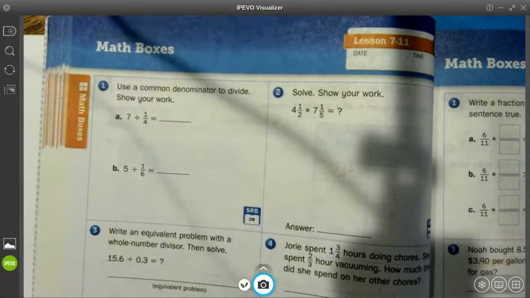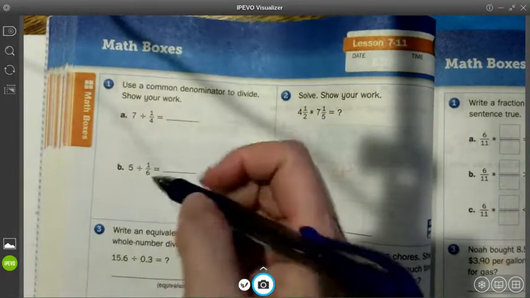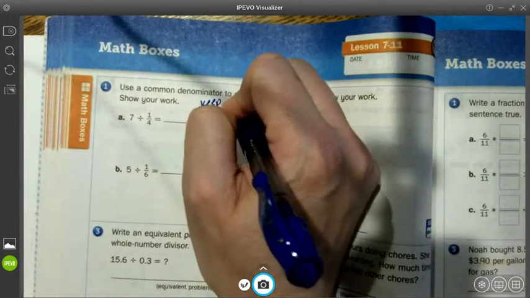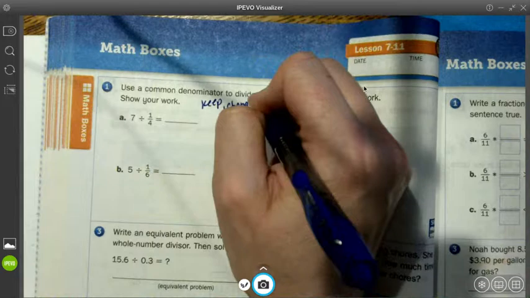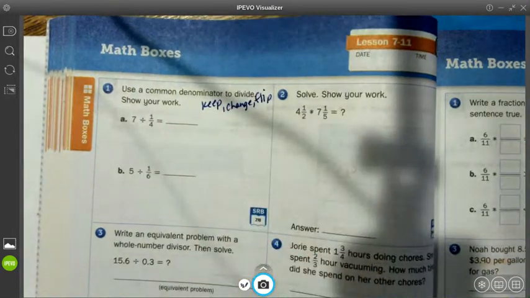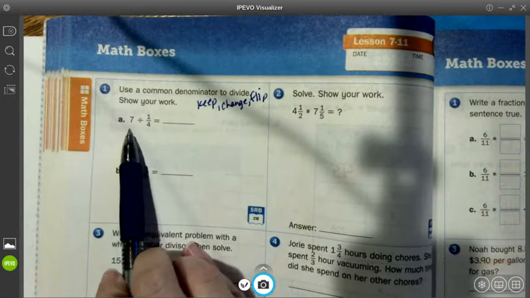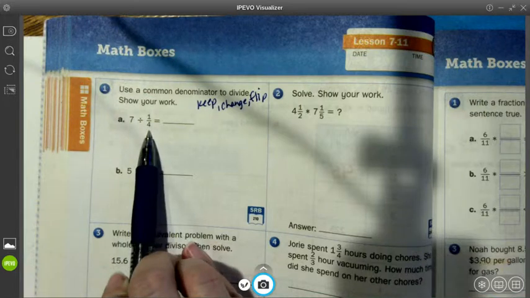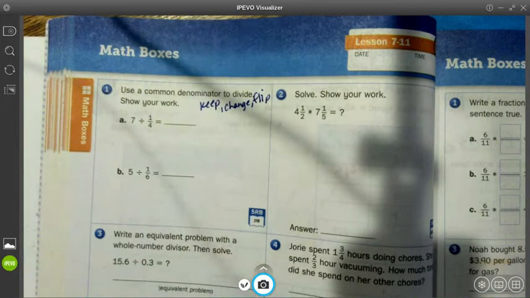That's not a method that we worked on too much. We talked about keep, change, flip. So see if you can figure out the solution for A and B on number 1. So go ahead and pause the video and remember to keep your first number, change your division to multiplication, and flip your second number.